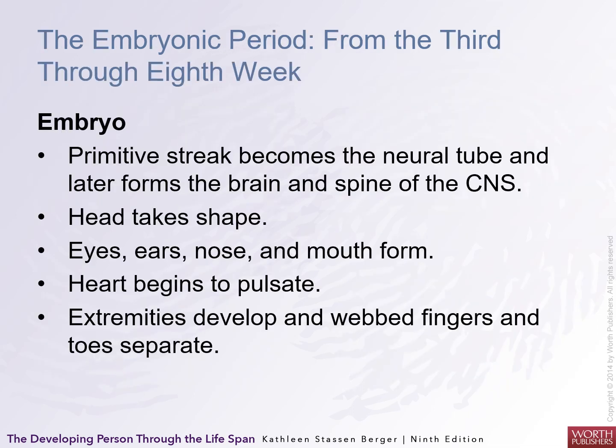You can see that the survivability is going up as the stages progress. The embryonic period, from the 3rd through the 8th week: the embryo's primitive streak develops. This becomes a neural tube and later forms a brain and spinal cord and the central nervous system. The head takes shape, and eyes, ears, nose, and mouth form. The heart begins to pulsate, and extremities develop, and webbed fingers and toes separate.